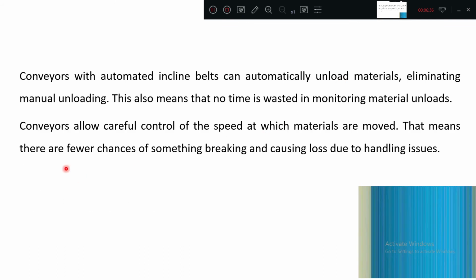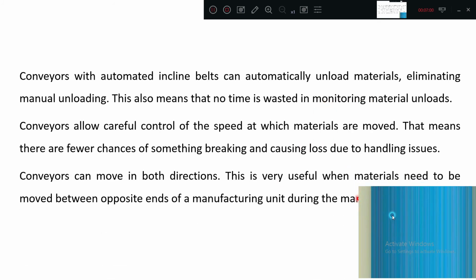Okay. Now, conveyors allow careful control of the speed. So, speed also can be controlled here. That means there are fewer chances of something breaking and causing loss due to handling issues. So, speed is controlled means material movements are also done in a safe way so that breaking damage is not going to take place.